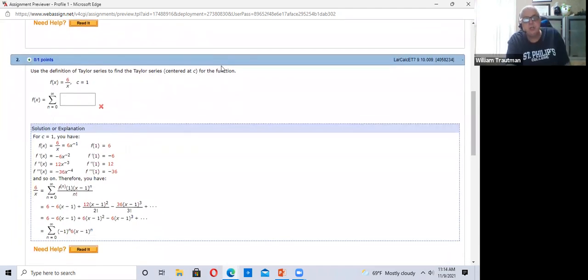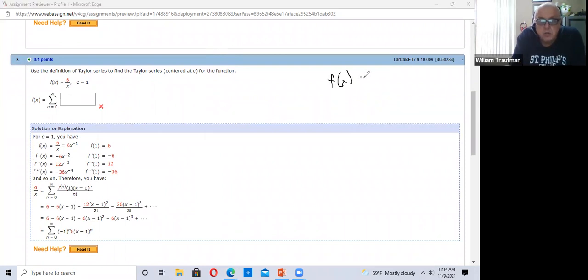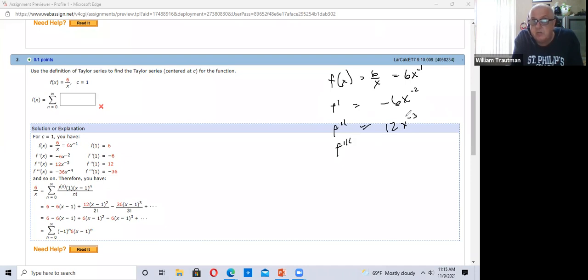Looking at number 2. Once again, you're just going to have to take the derivative. The easiest way to take the derivative of 6 over x like this is bring the x to the top. So the first derivative would be negative 6x to the negative 2 power, after subtracting 1. The second derivative, bring the negative 2 down and you end up with 12x to the negative 3. Next derivative, bring the negative 3 down, you end up with negative 36x to the negative 4, and so on and so on.